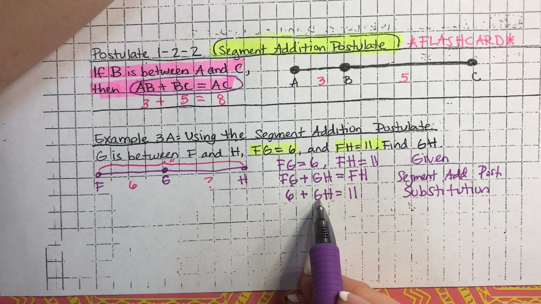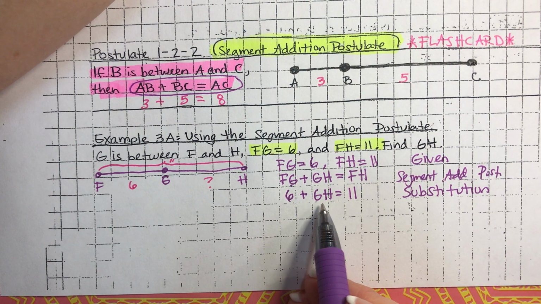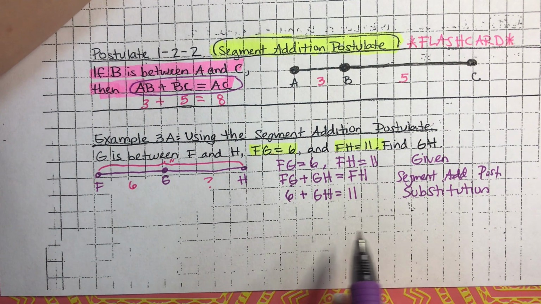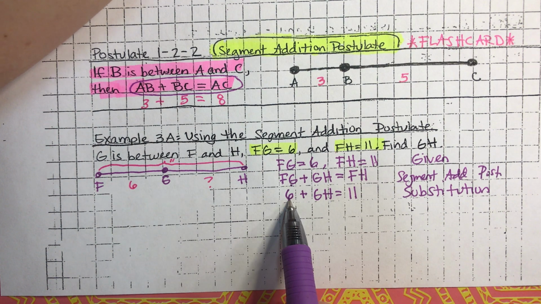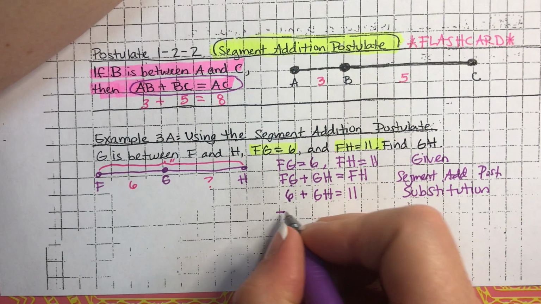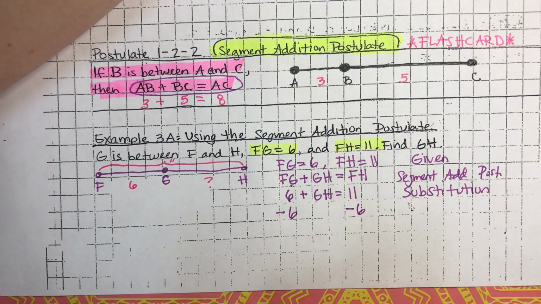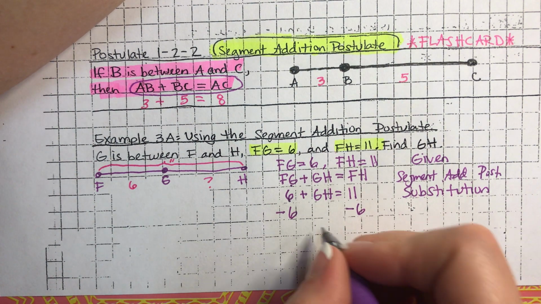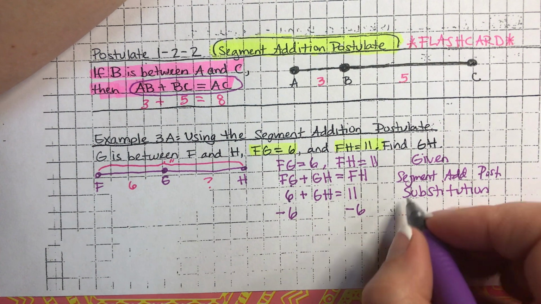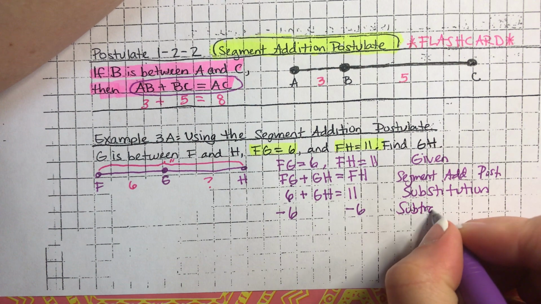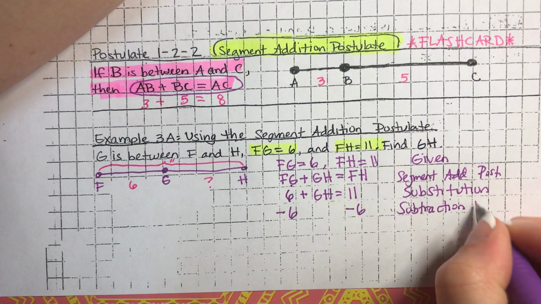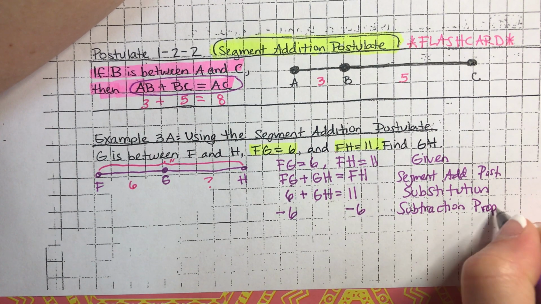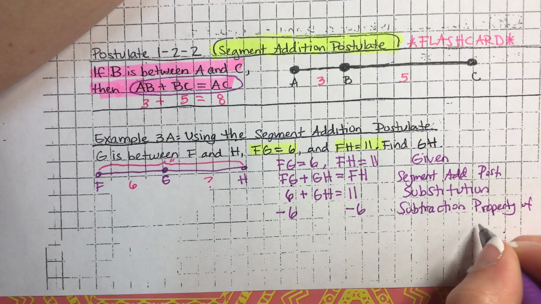All right, now I'm just trying to figure out what GH is. So I'm going to use my algebra skills. Okay, I got to get rid of this 6. How do I get rid of the 6? Well, I subtract it from both sides, right? When you subtract from both sides, that's actually called the subtraction property of equality.